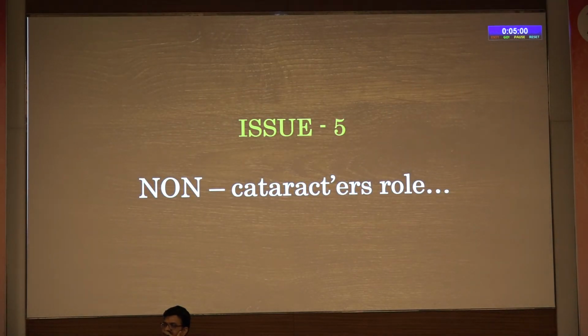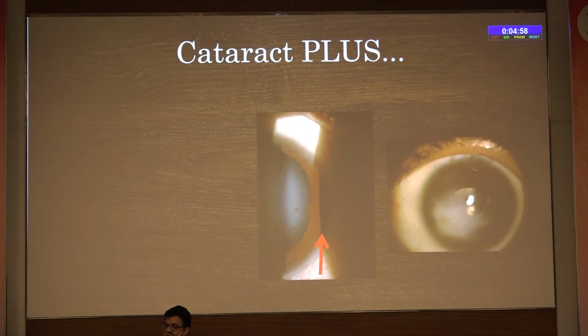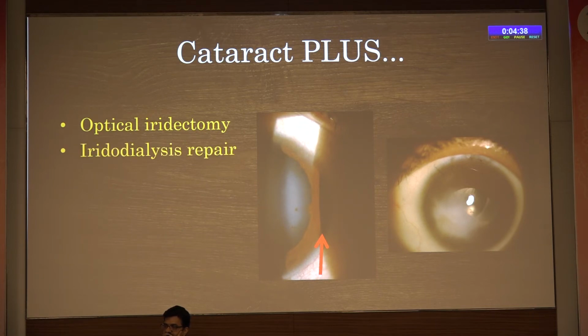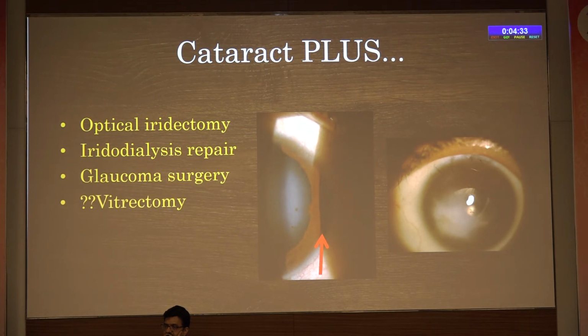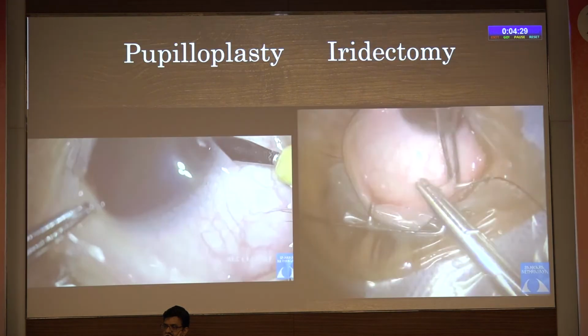Now the non-cataractous role. What I mean is cataract associated with injuries involving iris issues. In the first situation there is a dialysis, in the second situation there is a paracentral corneal opacity. So you need to manage that as well. There are small but important procedures like optical iridectomy, iridodialysis repair, glaucoma surgery sometimes, and vitrectomy, all of which can be indicated to be done parallel to or along with a cataract surgery.